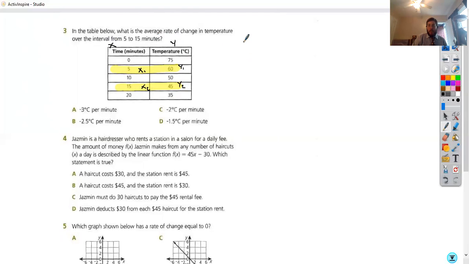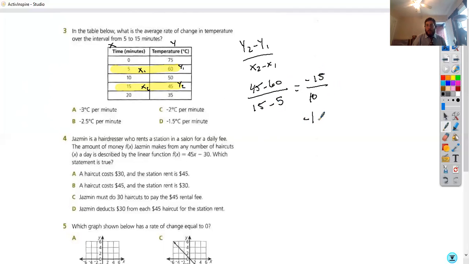So to find our average rate of change, we use the slope formula. Y2 is 45 minus Y1, which is 60, over X2, which is 15, minus X1, which is 5. So 45 minus 60 is negative 15. 15 minus 5 is just positive 10. And then negative 15 divided by 10 is going to equal negative 1.5. And this is degrees per minute. So if we're looking for our answer, it's choice D, negative 1.5 degrees per minute.